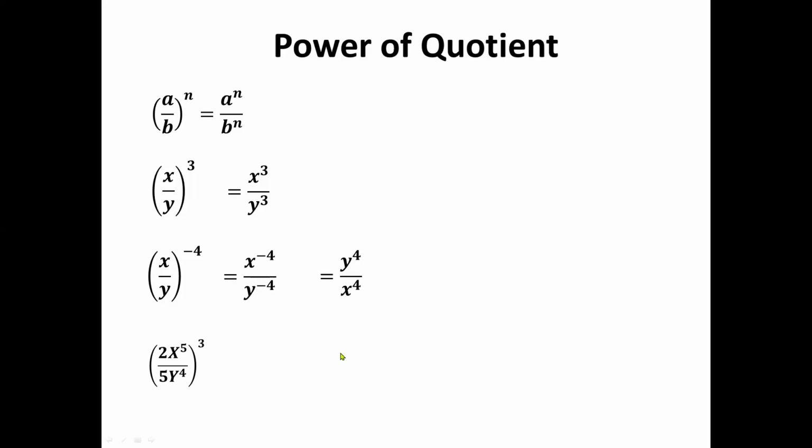So ang ating sagot, 2 times 2 times 2, x to the 15, over 5 times 5 times 5, y to the 12. Finally, ito yung ating sagot. 8x to the 15 over 125, y to the 12 power. At yan ang ating tinatawag na power of quotient.